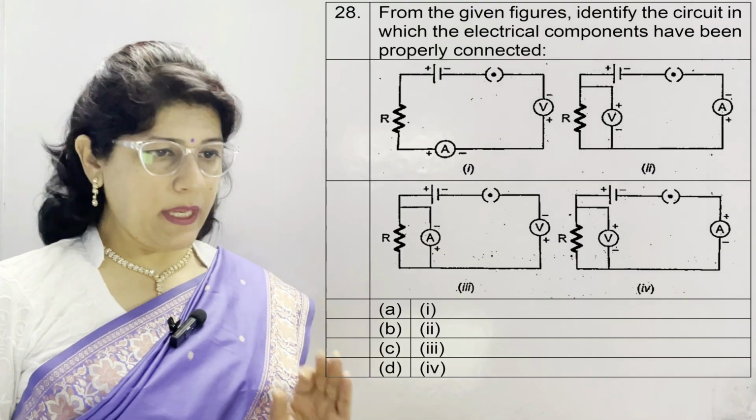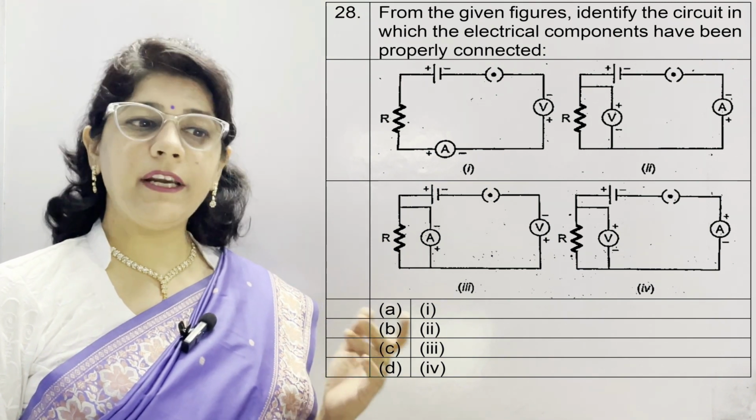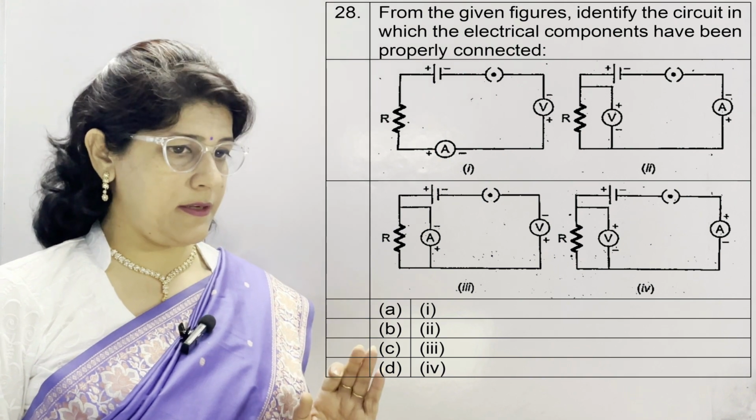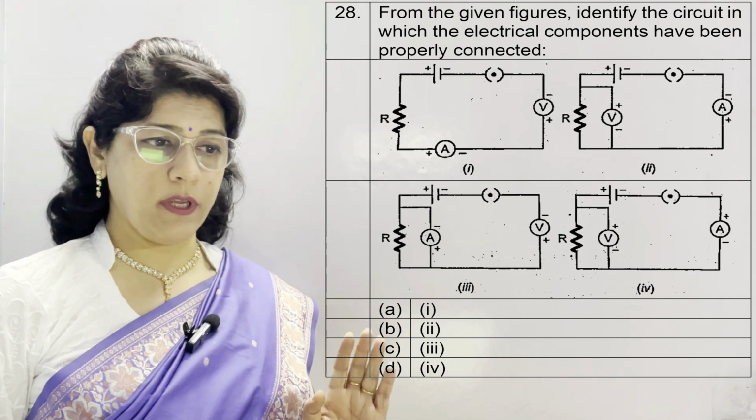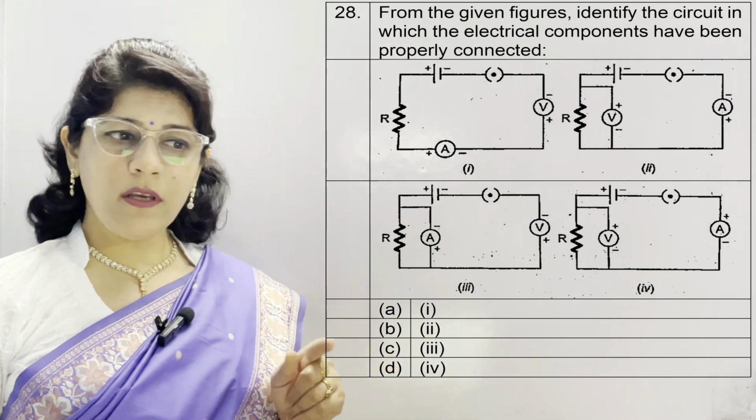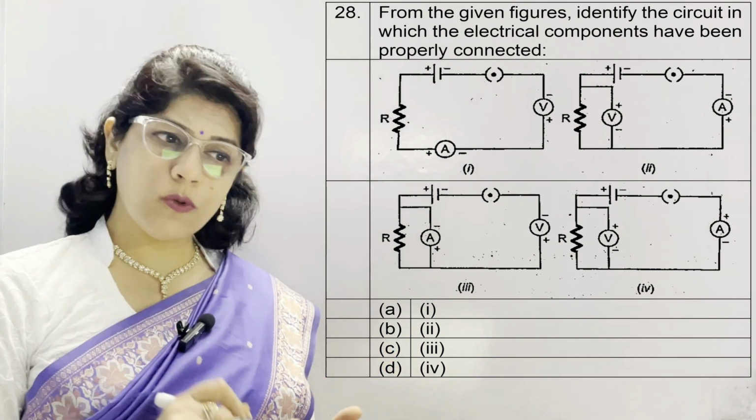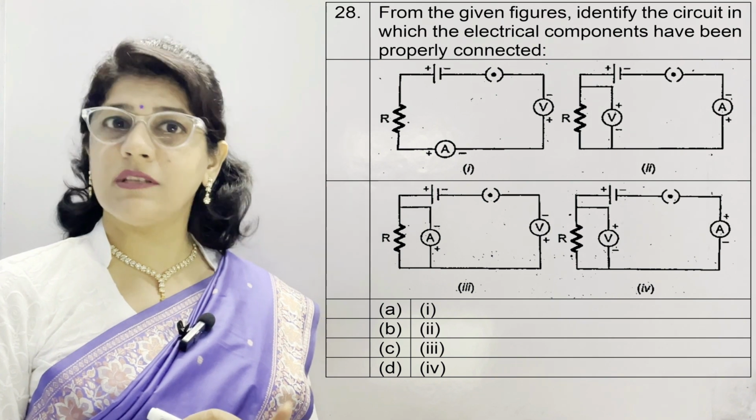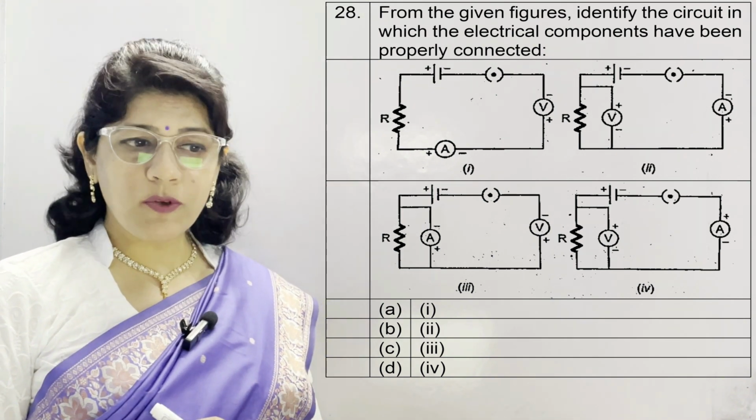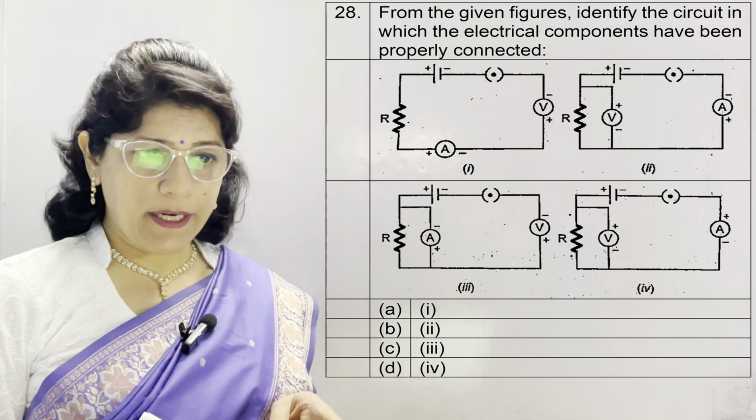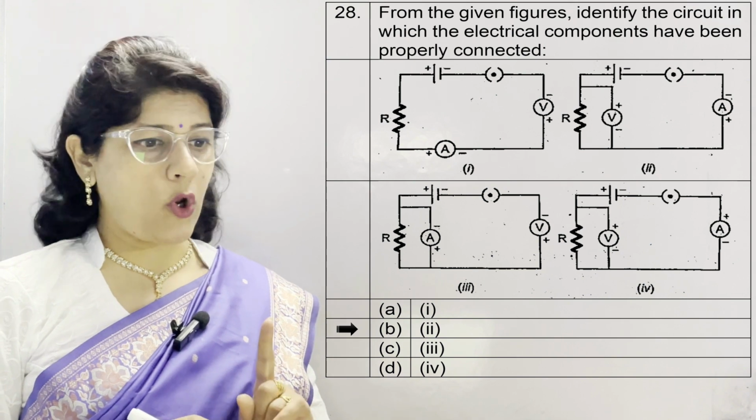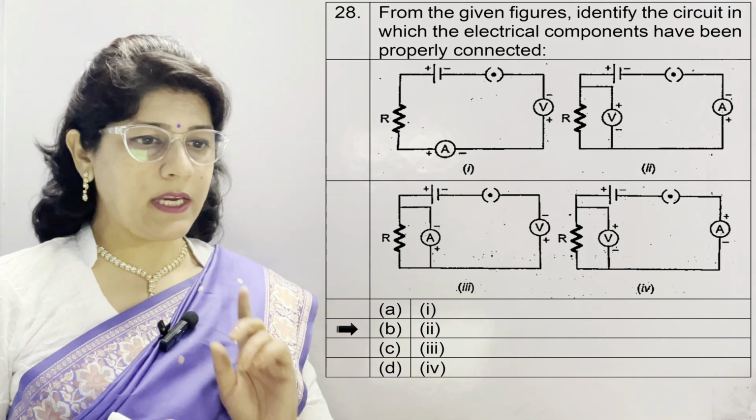In question number 28, from the given figures, identify the circuit in which the electrical components have been properly connected. Now look at these figures carefully. In first figure, resistance in series, ammeter in series, but voltmeter is also in series. We know voltmeter cannot be connected in series. A option incorrect. In B option, voltmeter is connected in parallel and ammeter is connected in series. This is our correct option B, which is second diagram.